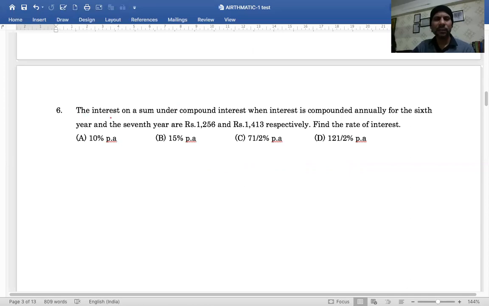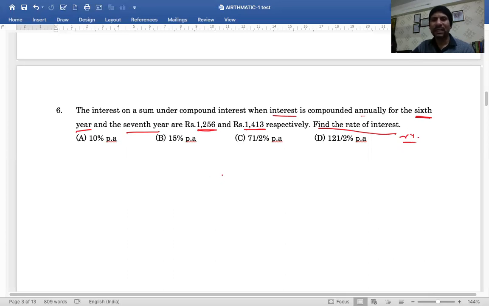Okay, next question. The interest on a sum under compound interest, when interest is compounded annually, for the 6th year and the 7th year. So this is the interest for the 6th year and this is the interest for the 7th year. We need to find out the rate of interest. What happens is, in compound interest, whatever the amount, principal plus interest, you have to pay interest on that amount.